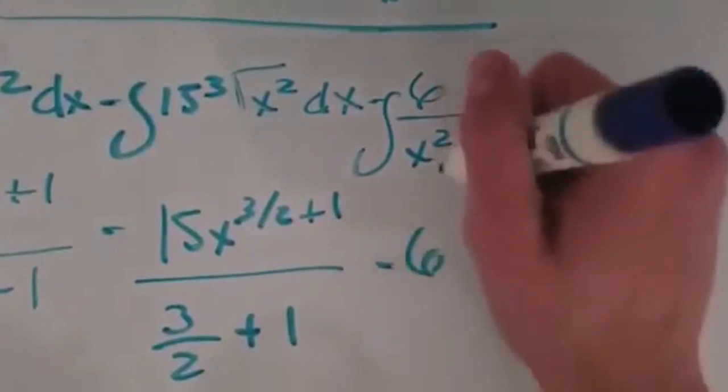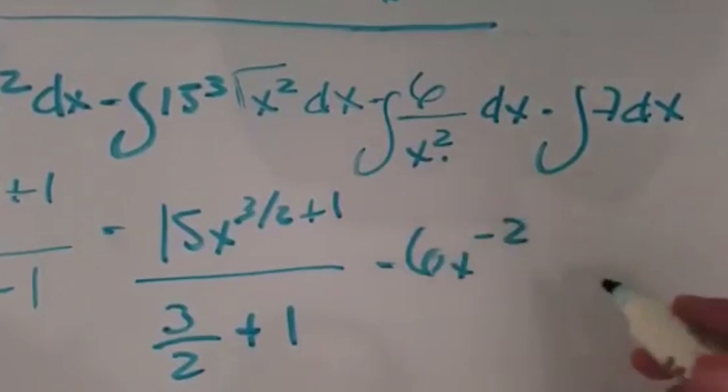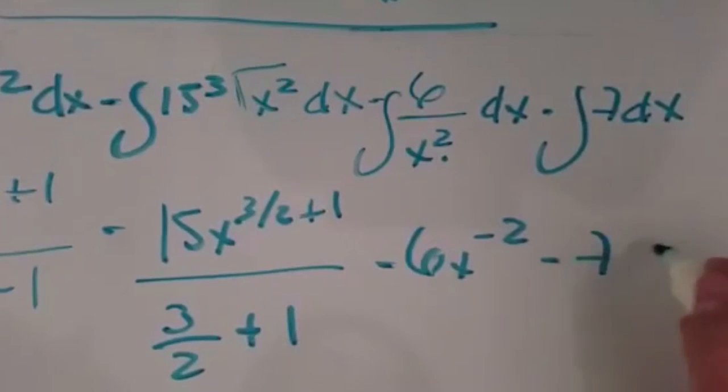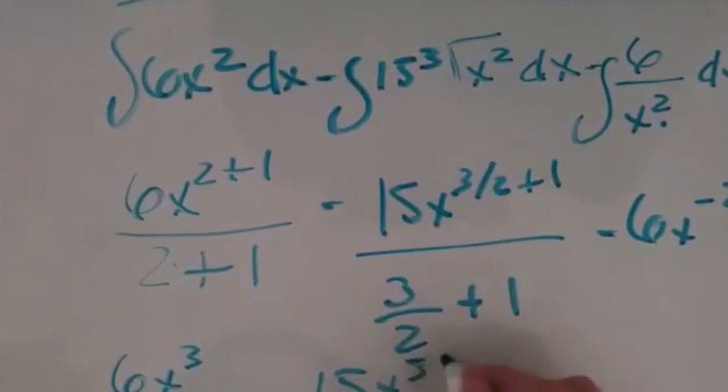Minus 6, so you have to bring this up here, so x^(-2), and the 7 you just have to put the x, so it's 7x. So now that you have this, the answer will be 6x to the third divided by 3. This one will be 15x^(5/2) divided by 5 halves.